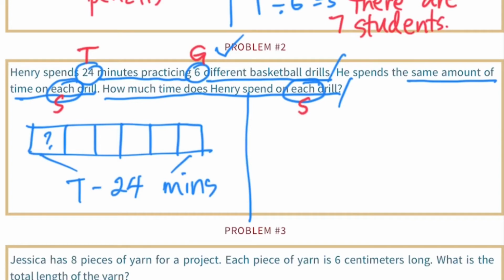Let's start by skip counting. Maybe by 2s is the easiest fact. Let's go. 2, 4, 6, 8, 10, 12. But we didn't reach 24, so why don't we add more? 14, 16, 18, 20, 22, 24. And of course, I reached 24 minutes.